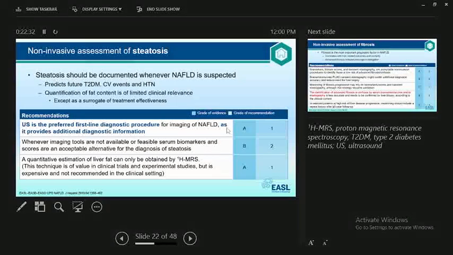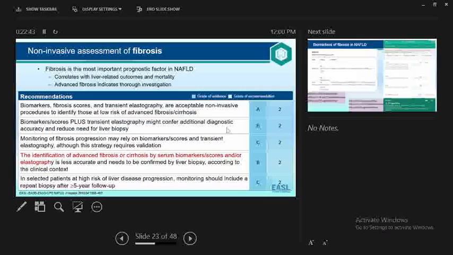Ultrasound is the preferred first-line diagnostic procedure for the imaging of NAFLD. Whenever the imaging tool is not available or feasible, serum biomarkers and scores can be considered an acceptable alternative for the diagnosis of steatosis. For steatosis, the ultrasound is the best.